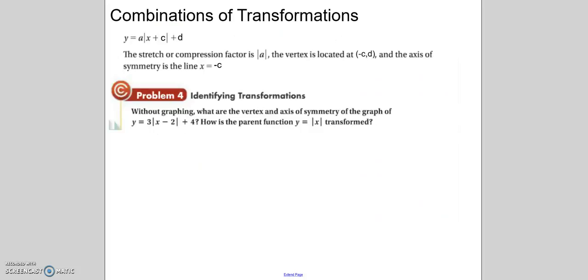So combinations of transformations, we can have A, B, C, and D for our absolute value, just the same as we were having it in class. The easiest way to graph absolute value is to find the vertex, and the vertex is located at the opposite of C, D. So that will be the first thing that we need to do: find our vertex. And the axis of symmetry goes straight through our vertex. So it's a vertical line, so it's x is equal to the opposite of C.